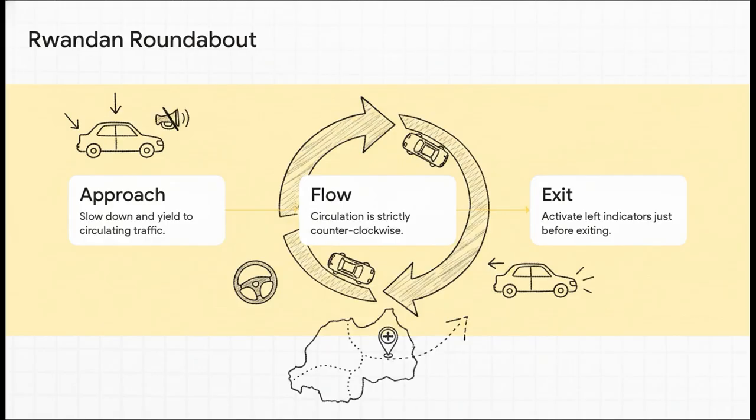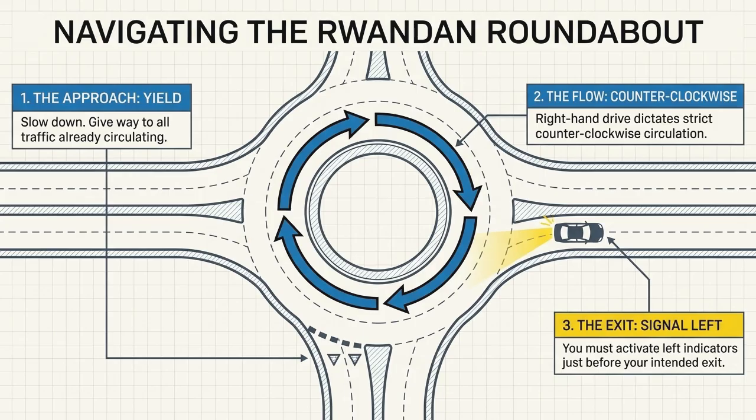Let's look at how this maps out. When you look at this procedure from a bird's eye view, you can really see those blue arrows dictating the counterclockwise circulation. Notice the yield lines at the entrance. You do not enter until it's totally clear. But the biggest thing, look at the car exiting. In Rwanda, activating that left indicator just before your intended exit is absolutely mandatory. It tells everyone around you exactly what you're doing, and it keeps the flow safe and predictable.